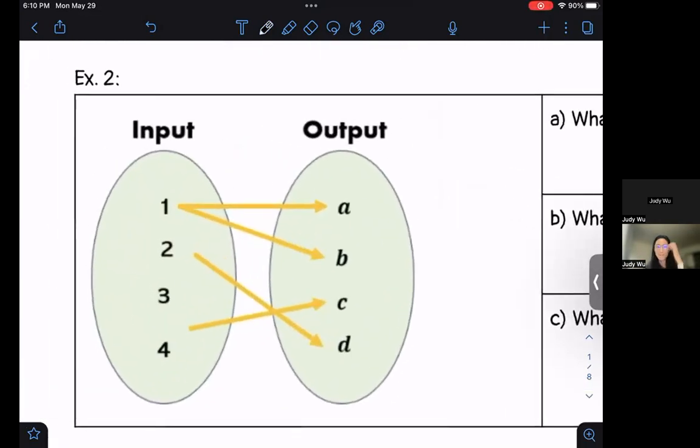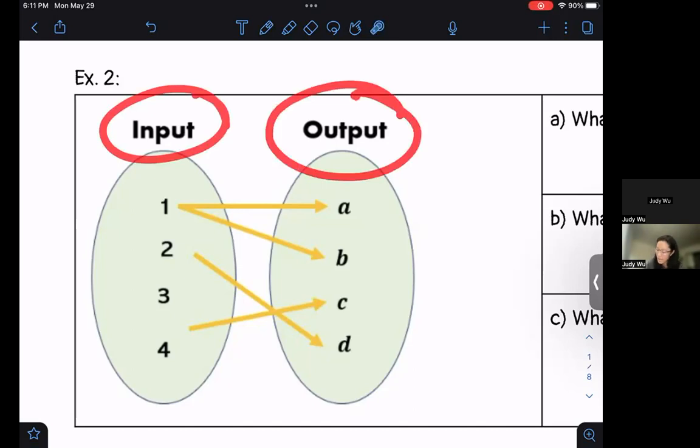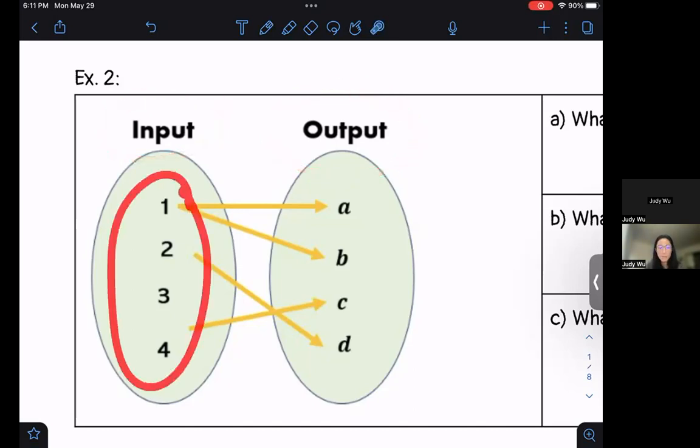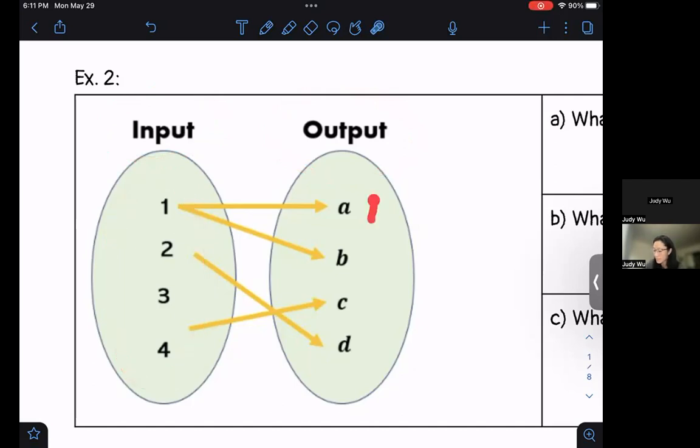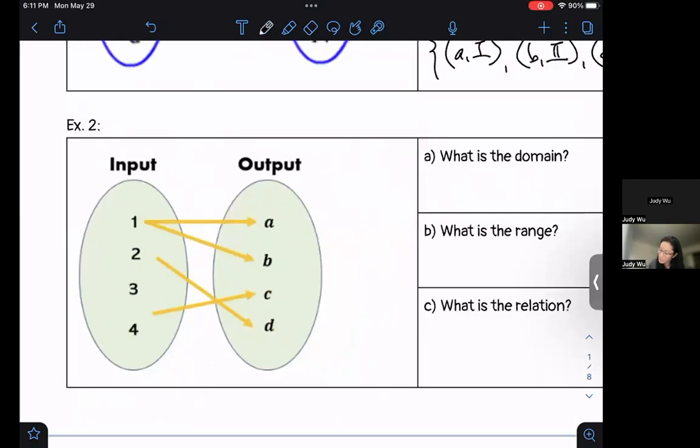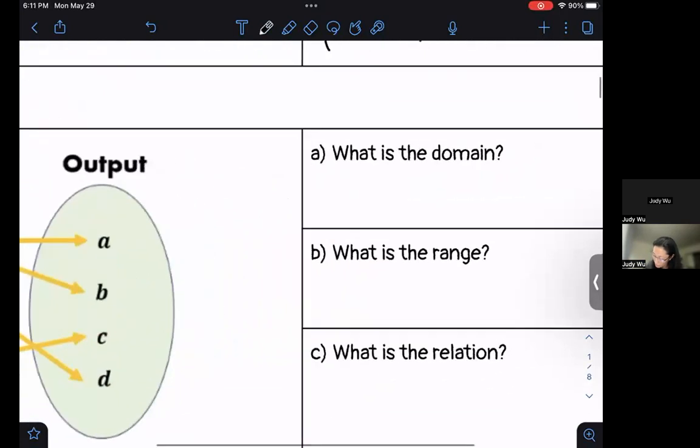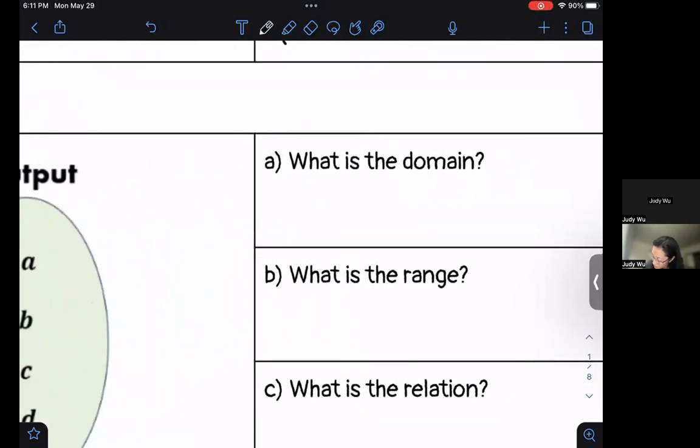All right, so let's look at this mapping diagram. We've got an input, or our domain, and the output, our range. This time we've got regular numbers, 1, 2, 3, 4 in the input, and lowercase letters in the output or the range, A, B, C, D. So what is the domain of this one? I'm going to say {1, 2, 3, 4}.